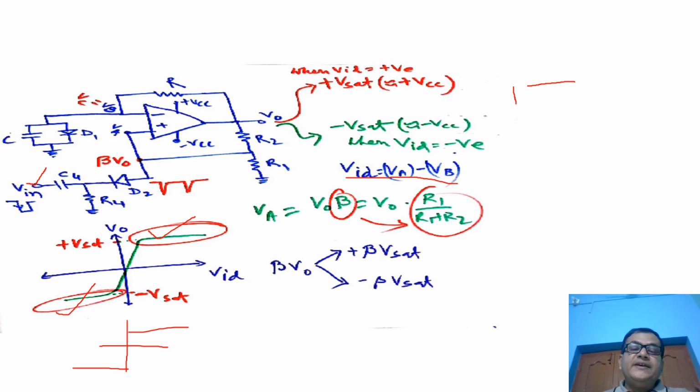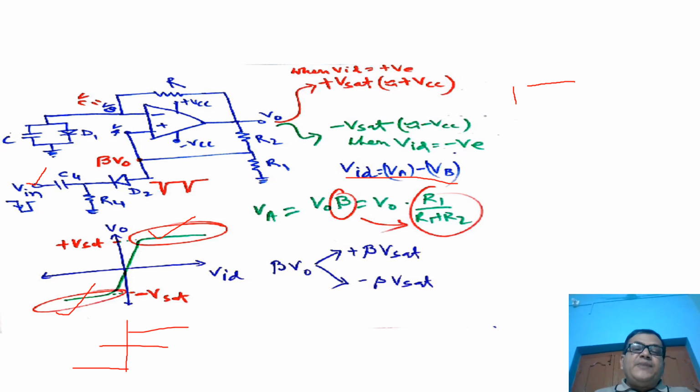Depending upon the value of VID, the output of the circuit will be either plus V set or minus V set. When the value of VID is positive, the output will be plus V set, and if the value of VID is negative, the output will be minus V set. That means one thing is clear: we are going to get only positive V set or negative V set. Other than these two voltages, we are not going to get any other output voltage.